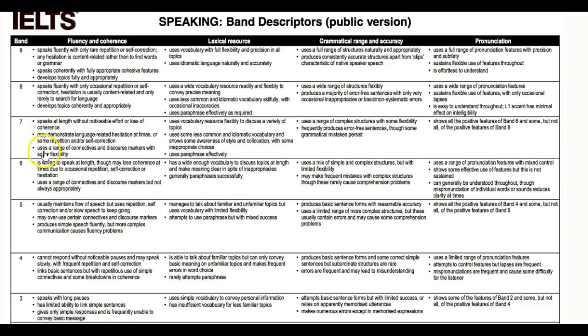Then let's look at this. The last bullet tells us here that a 7 uses a range of connectives and discourse markers with some flexibility. Okay? What does that mean? That's a really vague term, isn't it? Some flexibility. So yeah, you are using connectives, you are using discourse markers.